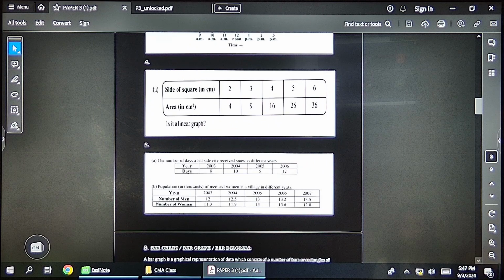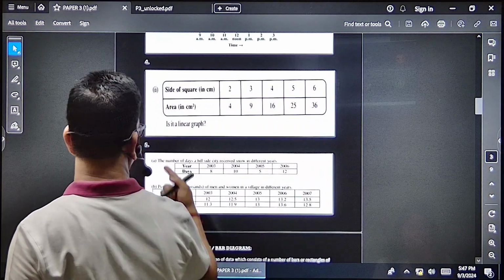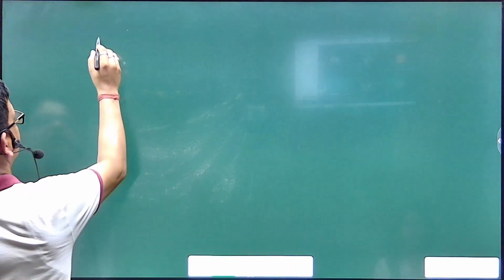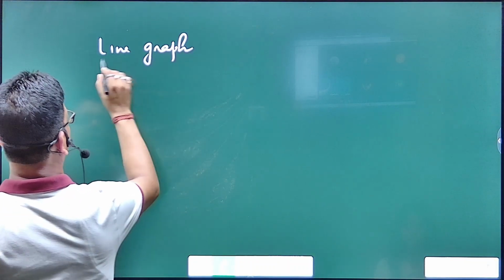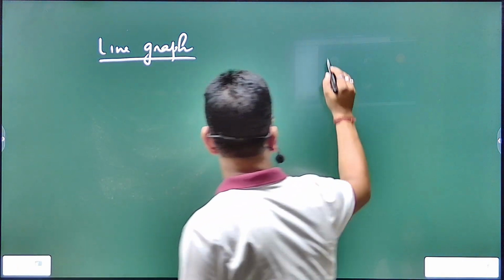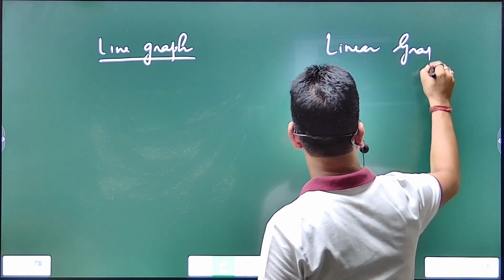Right? Now, coming to linear graph and line graph. So look at this. One of the questions I have given: is it a linear graph? So a line graph, and a linear graph. What are those, and do they have any difference? Getting it? Line graph and linear graph.